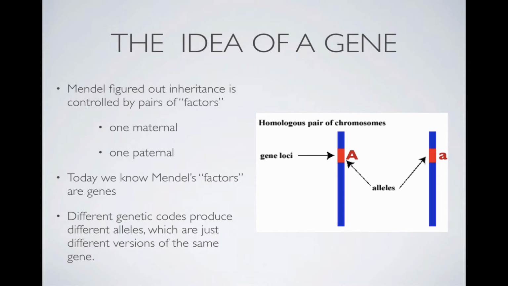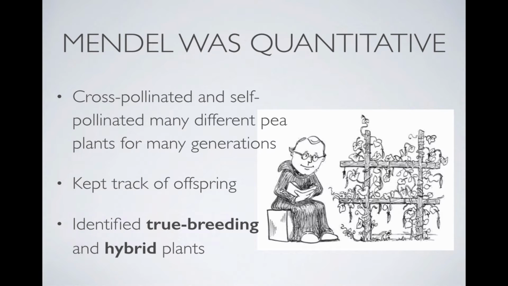Different genetic codes produce different alleles, which are just different versions of the same gene. For example, different versions of genes for eye color or hair color, or dwarfism versus normal height, things like that.